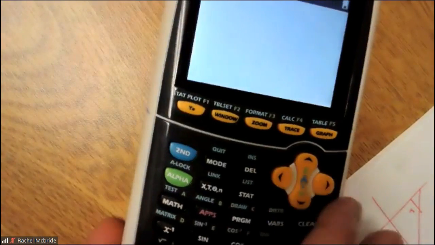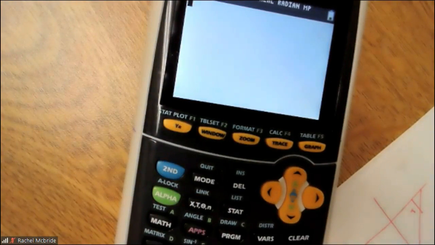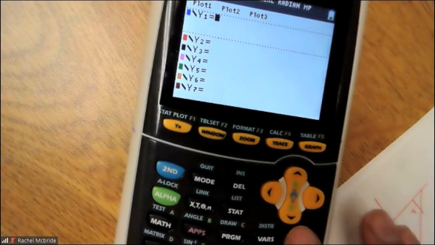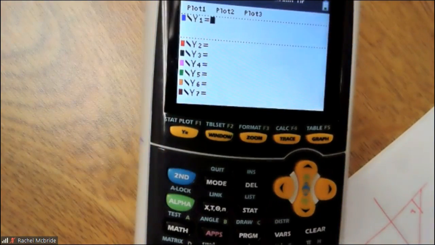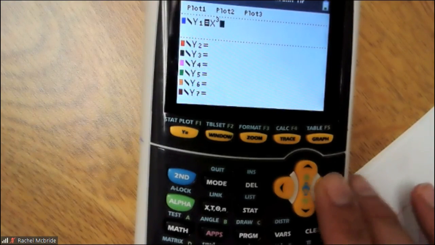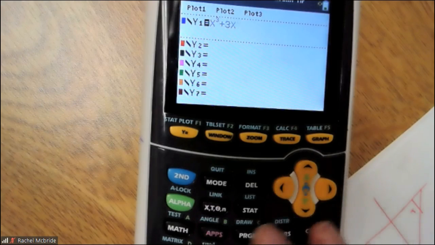Okay, so the very first question on your homework was x cubed plus 3x squared. So we're going to go to y equals. We're going to clear out anything we have in our y1. We're going to type in x cubed plus 3x squared.